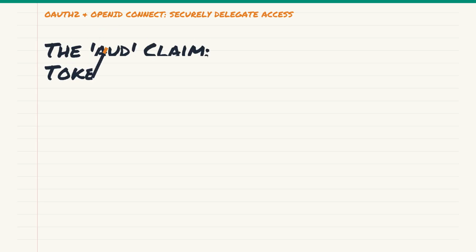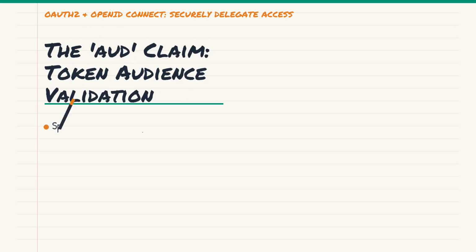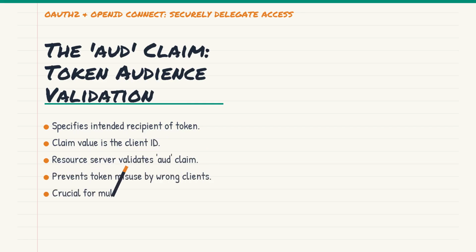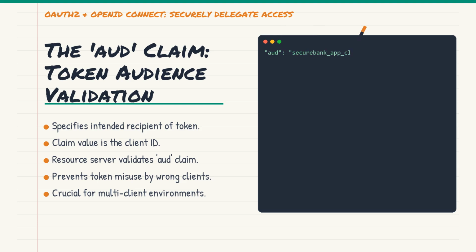When a token, especially a JWT ID token or access token, is issued, it often includes an aud, or audience, claim. This claim specifies who the token is intended for. For example, an ID token issued for the Secure Bank app would have an aud claim that identifies the Secure Bank app as the intended recipient.